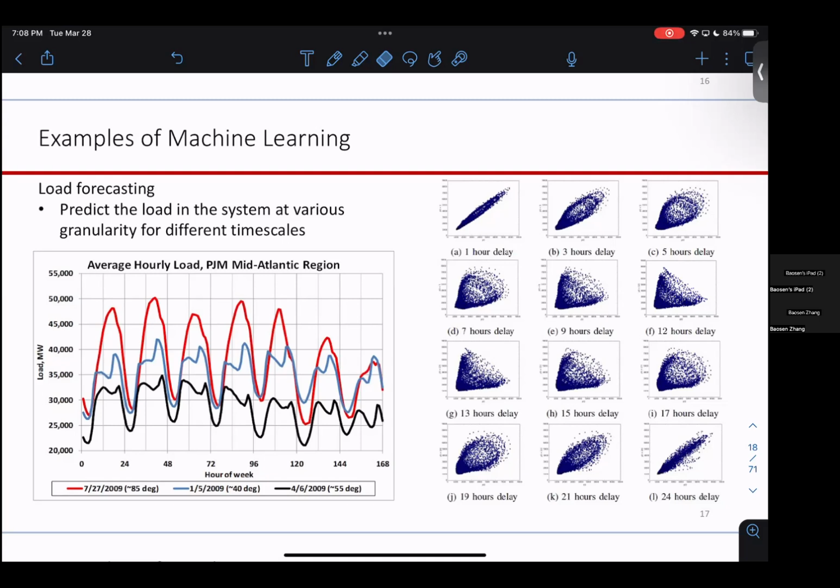So load forecasting, again, is a little bit more complicated than just taking everything and shoving it into some algorithm, right? You need to make some choices. There are some choices you want to make here. Okay. Any questions for this example?